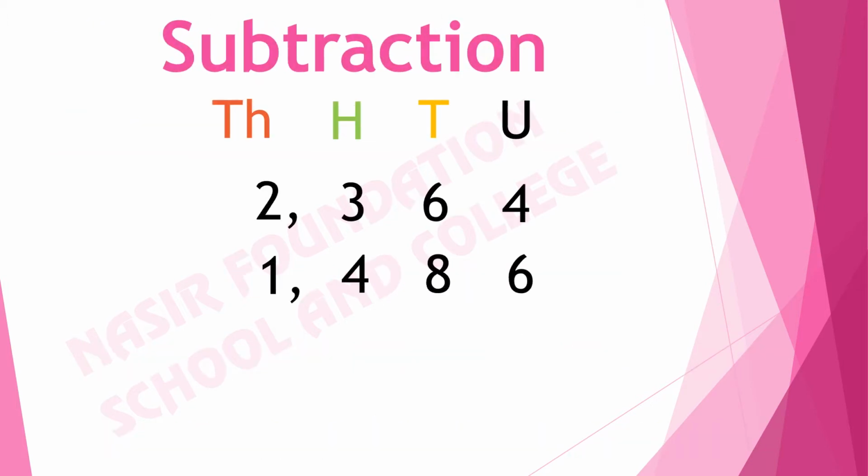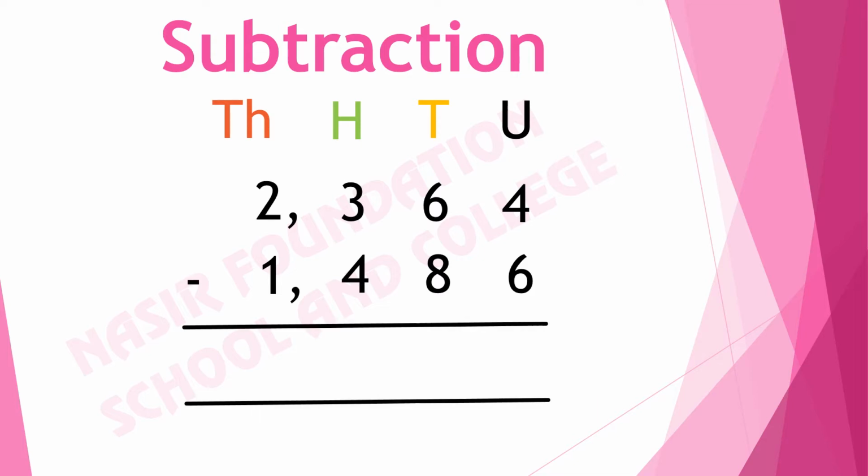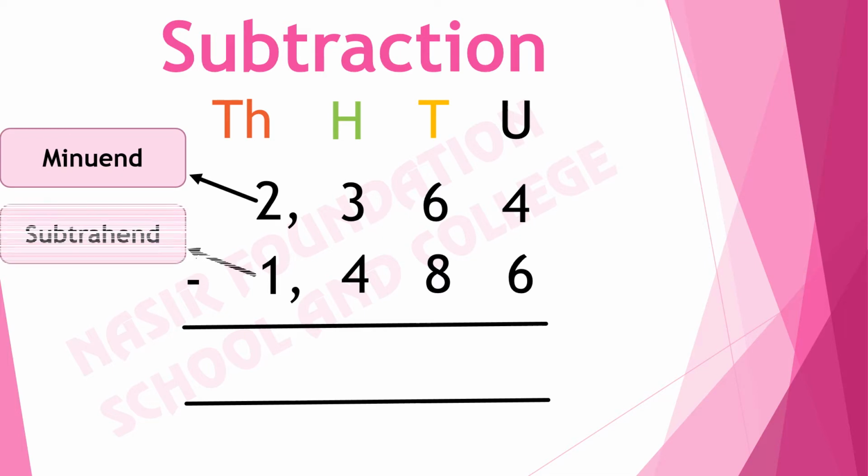Here a chart has been shown and numbers are written on it. We use this sign to show the subtraction, and we will subtract these two numbers. The number from which we subtract the other number is called minuend, and the number that we subtract is called subtrahend.